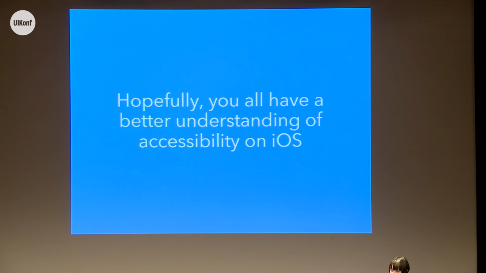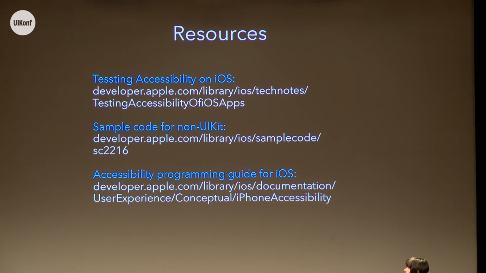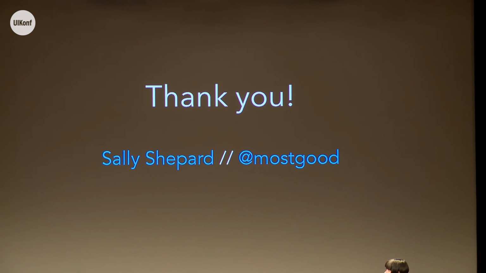Cool. So hopefully you guys have a better understanding of what accessibility can do on iOS. There's some resources. If you want to know more about testing accessibility, I don't have short links, but most of them are quite easy to find. And the sample code for doing things if you're using OpenGL or something is up there, and then the greater accessibility programming guide. And the HIGs are also really good. They have lots in there. So that's it.